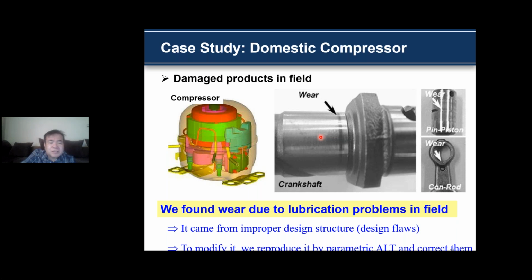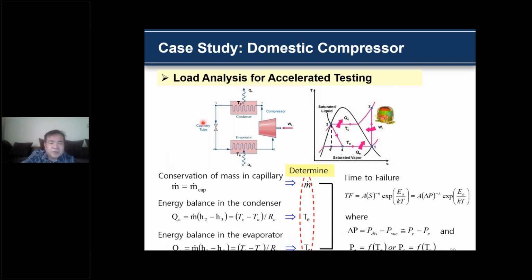This is a load analysis for the accelerated life testing. This is the vapor compression cycle, and this is a test diagram. From the conservation of mass in the coupling tube and the energy balance of the condenser and the evaporator, we can determine the mass flow rate and the temperature of the evaporator and the condenser. Finally, we can find the time to failure, the pressure difference, and the temperature.